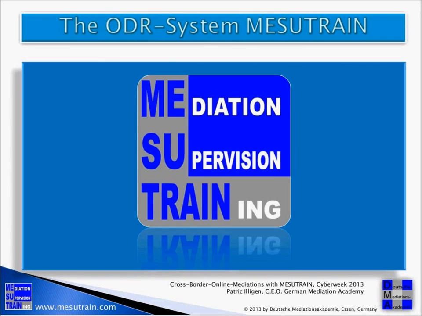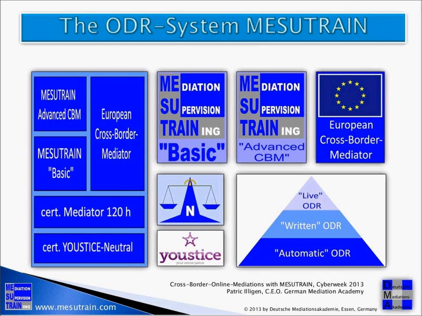So MESUTRAIN is not only this machine, that ODR system, but we have got several trainings dealing with mediation with ODR. We start at a very low level with the Justice ODR system. Training for neutrals is around 4 hours, and it's only an online webinar. In Germany, we've got training for the certified mediator. It's up to 120 hours. It's recommended by the German Mediation Act.